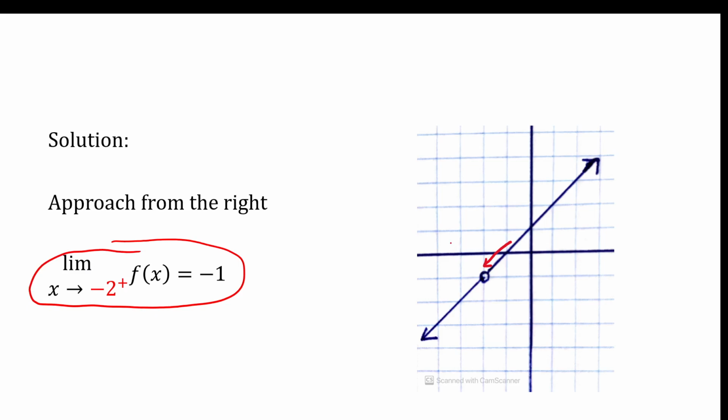Now remember, the key word is approaches. We're saying what's the limit as x approaches -2 from the right. We're not saying we arrive at -2. We're saying as we approach -2. And the answer is -1. Okay, we don't actually arrive there, but we're getting closer and closer to that value.